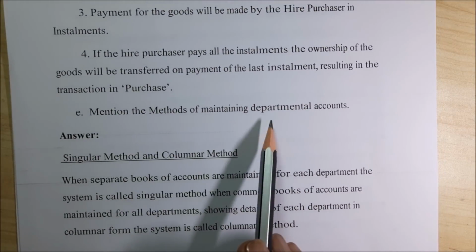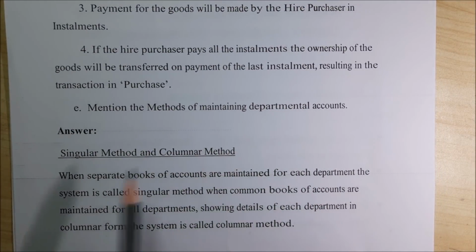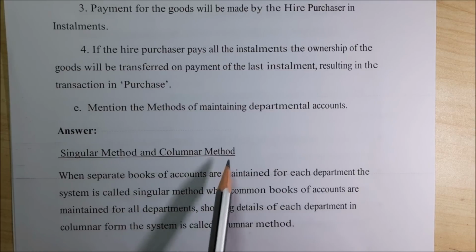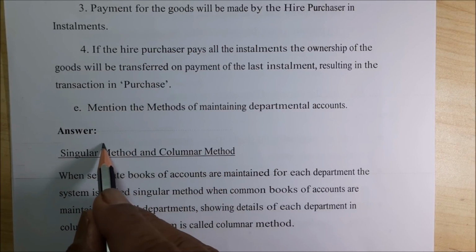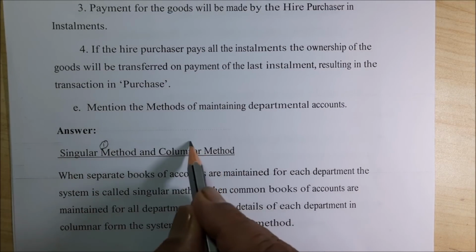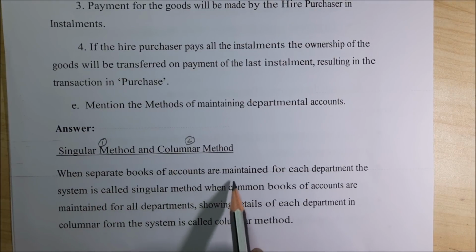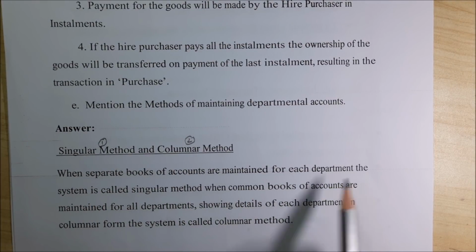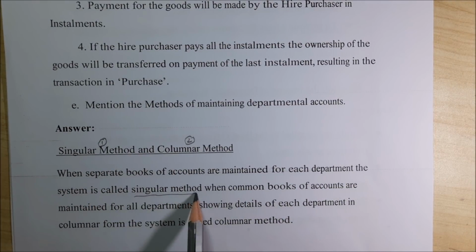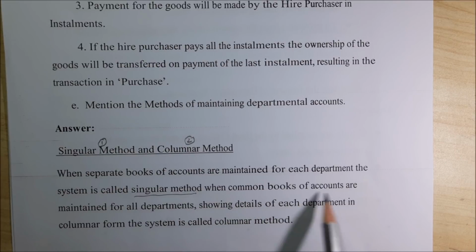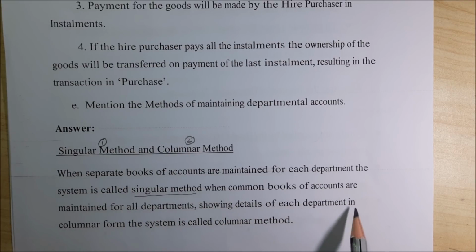Mention the methods of maintaining departmental accounts. Singular method and columnar method. There are two methods. First one is singular method, the other one is columnar method. When separate books of accounts are maintained for each department, the system is called singular method. When common books of accounts are maintained for all departments, showing details of each department, it is columnar form.